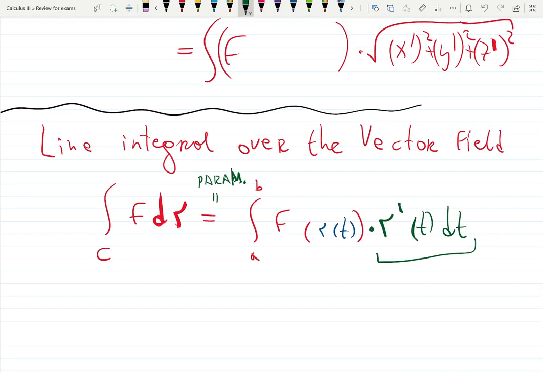This is a dot product, so the answer should be a number. Remember, this number is big and positive: wind is helping you a lot. Negative, wind is against you a lot. Close to zero, wind barely bothers you. Zero, wind is perpendicular to you, so you don't care. That is the idea here.